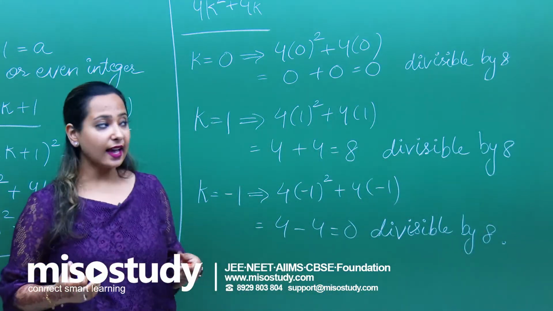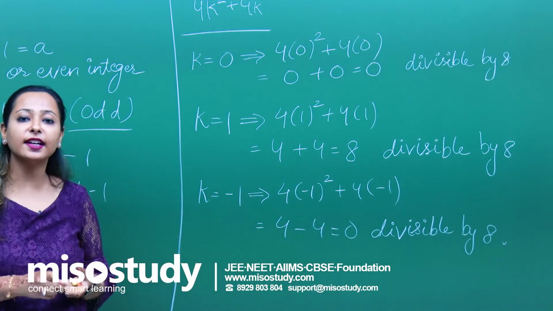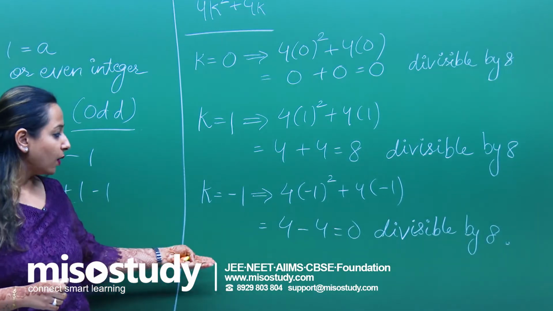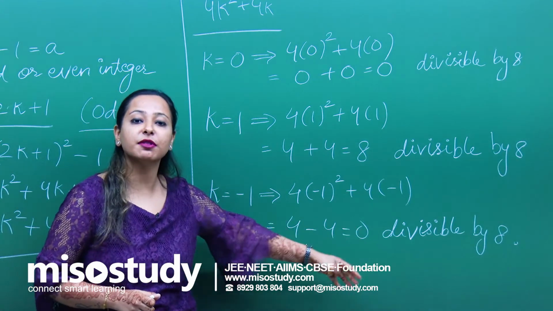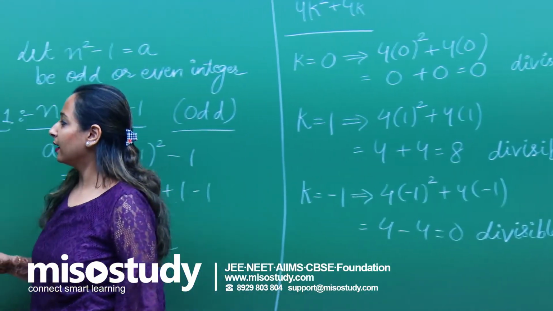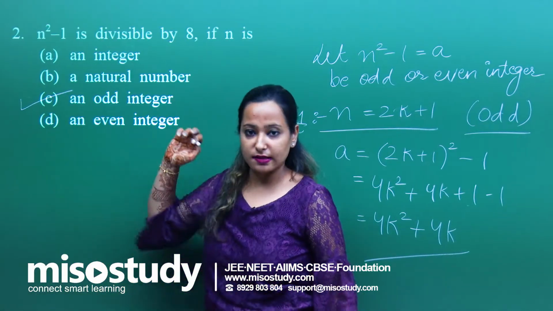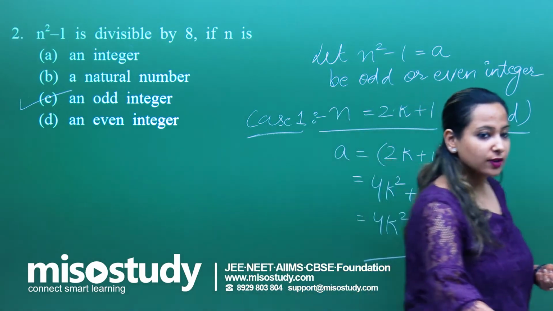So we can say that in all the three cases, be it a positive integer, a negative integer or a 0, you are getting a number which is divisible by 8. So we can say that n square minus 1 is divisible by 8 when n is an odd integer. So this is your answer. Now let's move to the next question.